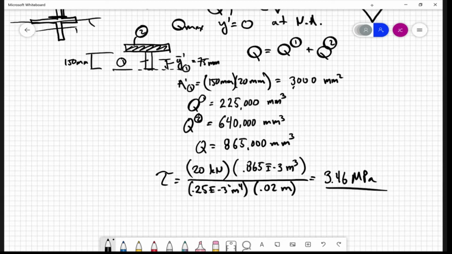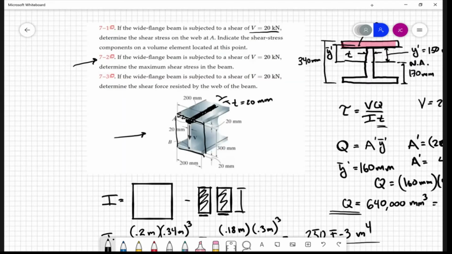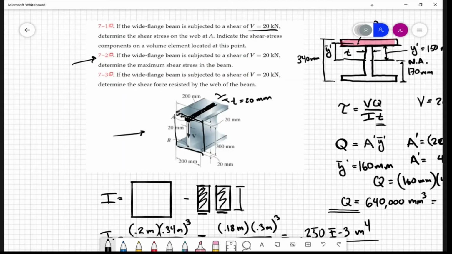Now, what's the last one? What does the last one tell you? Oh, okay. It wants you to figure out the shear force resisted by the web of the beam. Okay. All right. Before I do that one, let me talk about shear flow, although we can do this without shear flow. Yeah, let me go back and go to my notes before we do this one.